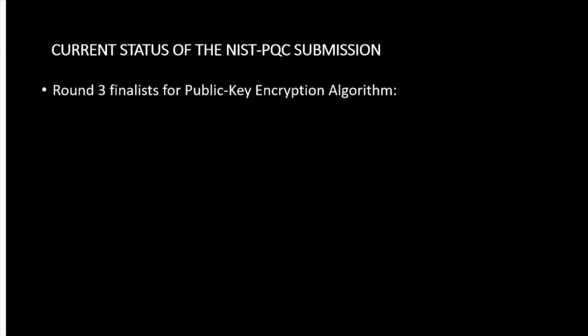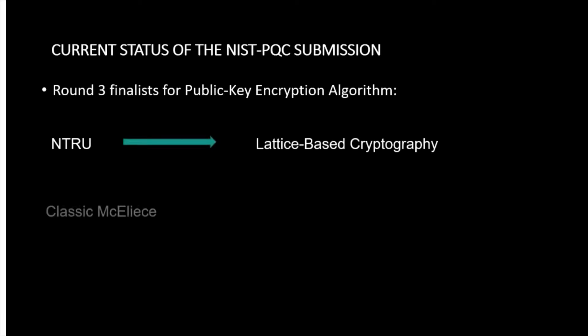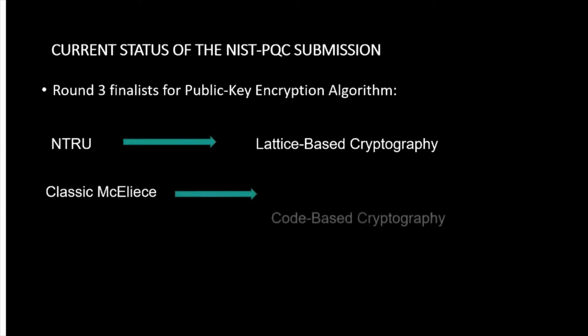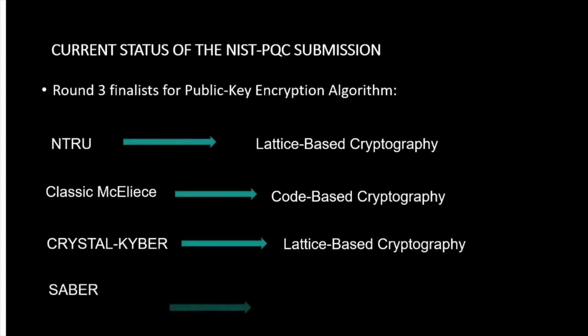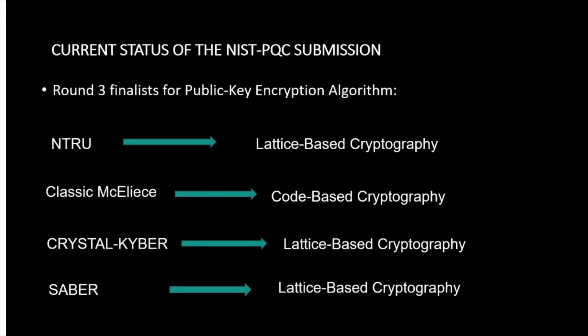In order to understand the current situation, it is also quite interesting to see the current status of the NIST post-quantum submissions. Out of the 82 submissions that were submitted in 2017 in the initial round 1, today we have the top 4 finalists for the public key encryption algorithm, which are post-quantum secure. The leading one is NTRU, which is lattice-based. Then we have Classic McEliece, which is code-based. Then we have Crystals-Kyber, which is again lattice-based. And finally, we have Saber, which is again lattice-based. So it goes without saying that lattice-based cryptography is quite an important candidate when it comes to post-quantum primitives.